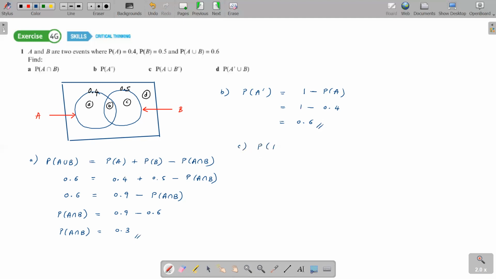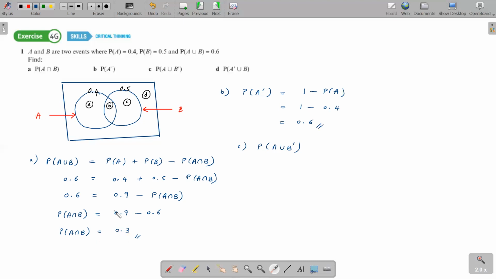And the next one, probability of A union B dash. Guys, you can do this manually, or you can again use the addition formula. First, shall we write down everything that we found?